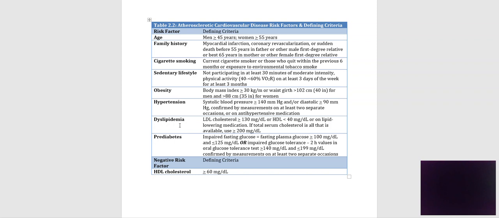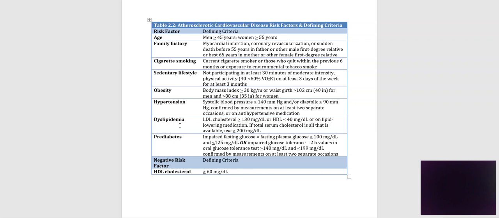If their fasting plasma glucose is between 100 and 125, I'm sorry, if it is greater than or equal to 100 and less than 125, if they are in that range, then that is considered a risk factor for prediabetes.